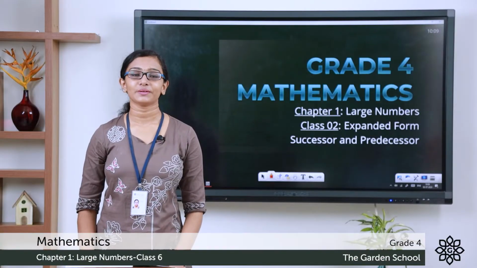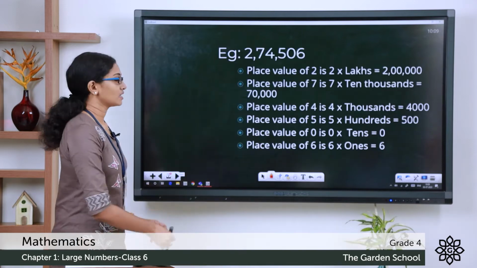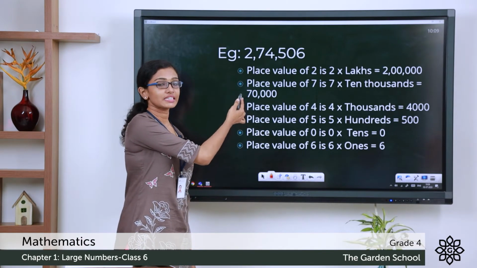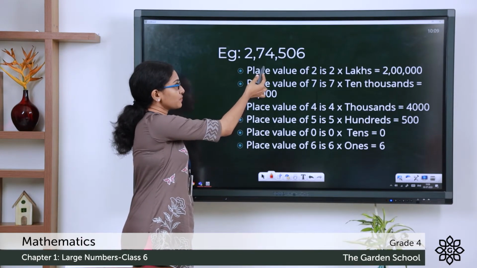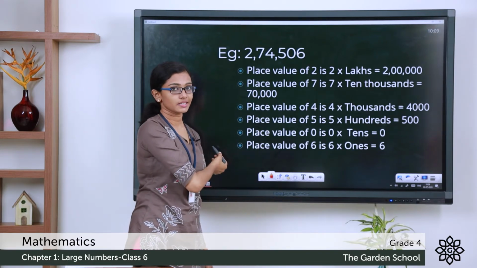Good morning everyone. Welcome back to grade 4 mathematics class. In this class, we'll talk about the expanded form of large numbers. See this number given here, it is 2,74,506. Let's see the place value of each digit in this number.